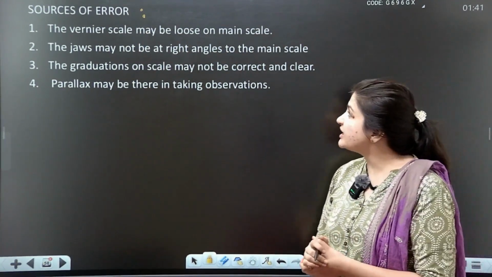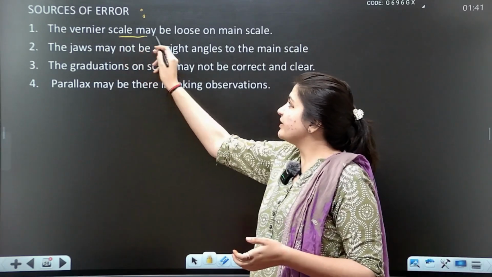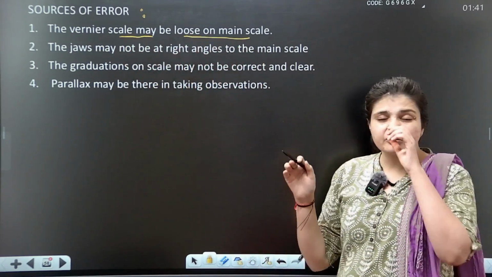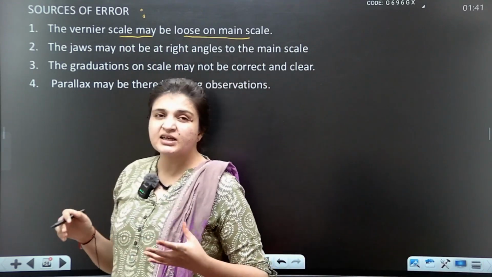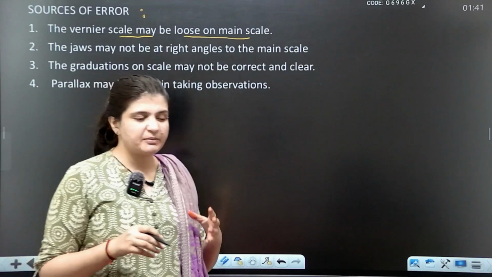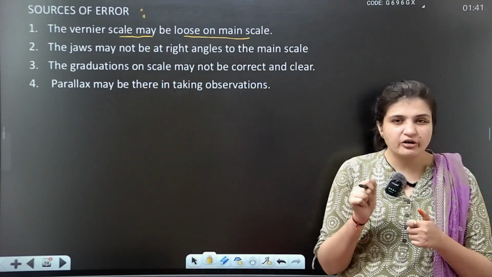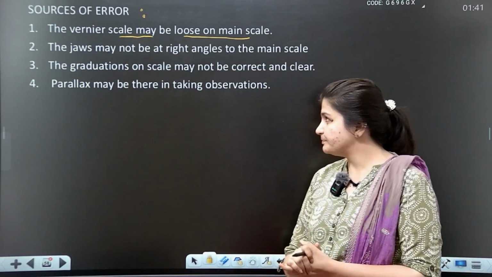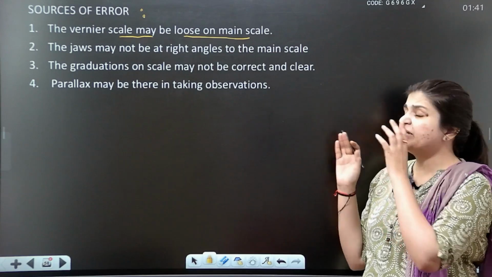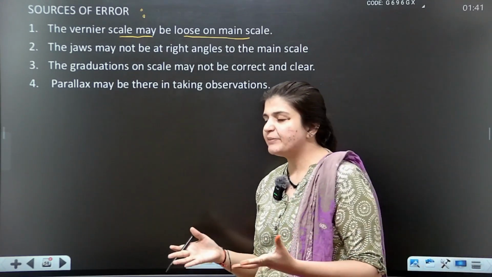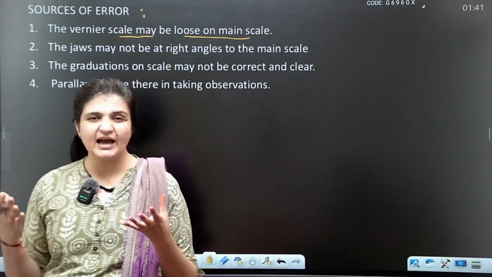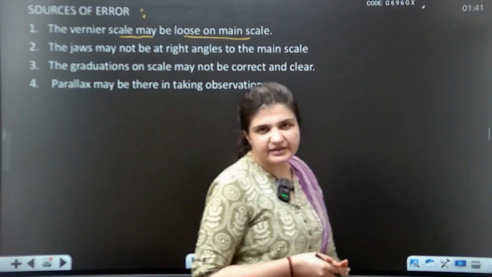The vernier scale may be loose. What can happen is that the vernier scale through which we are measuring may be loose, because we may not have tightened it properly. The jaws may not be at right angles. The jaws which we have may not be at right angles.